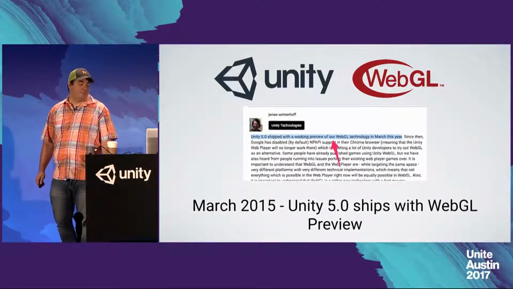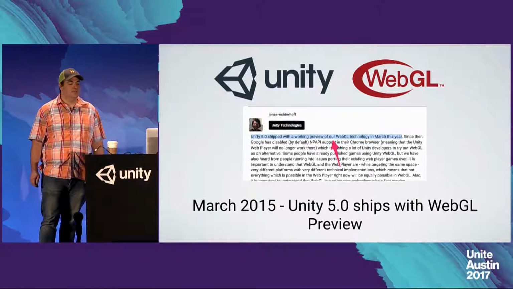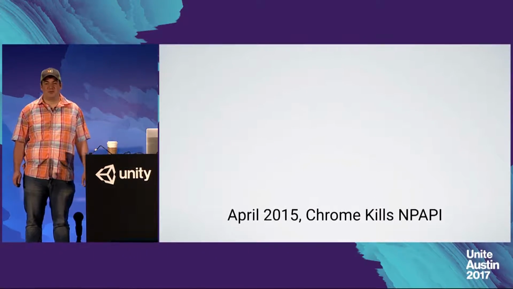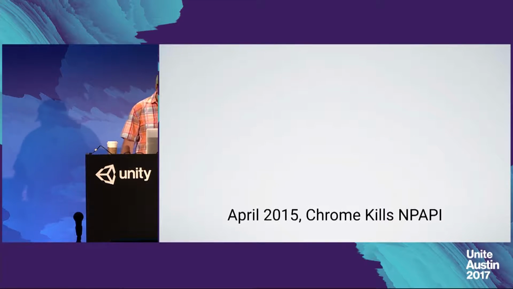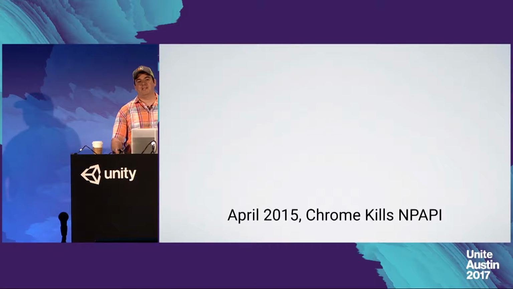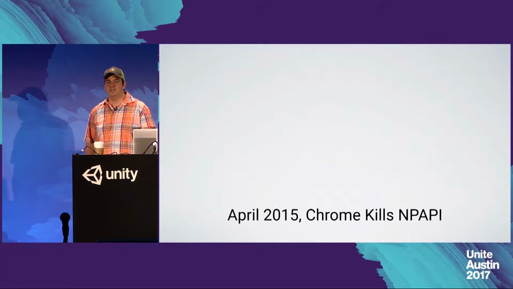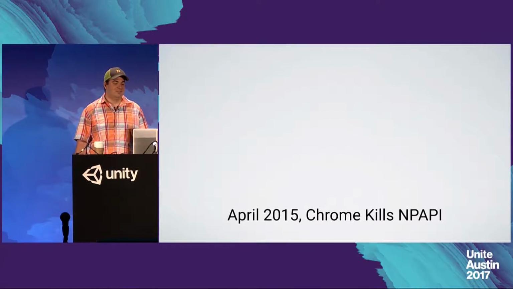2015, Unity 5.0 ships with a WebGL preview. And very soon thereafter, Chrome kills NPAPI. NPAPI, I have it in the notes here, stands for Netscape Plugin Application Programming Interface. So this is what enabled Unity Web Player to run. So they released this in 2015.